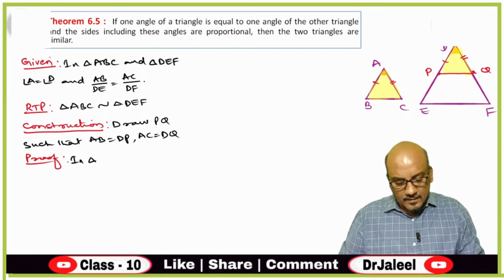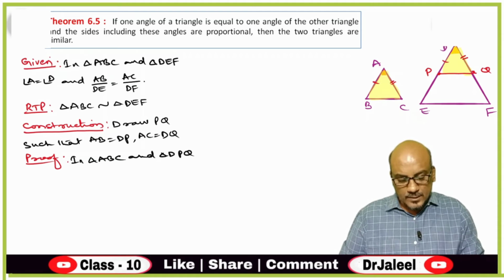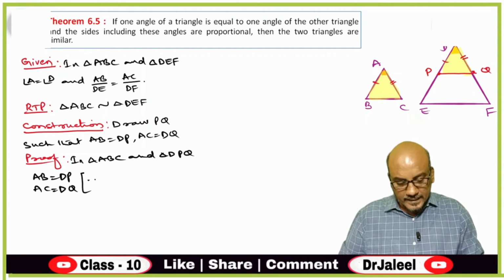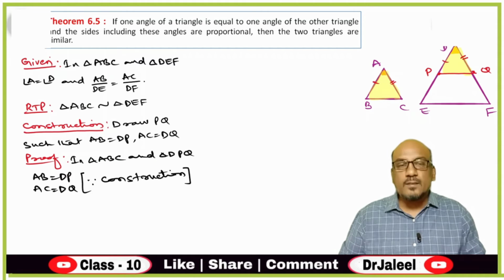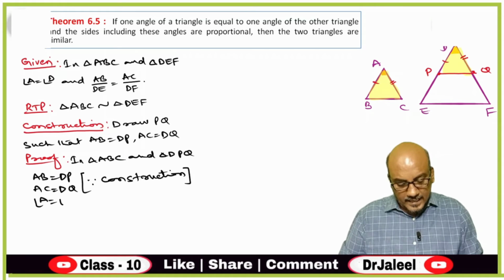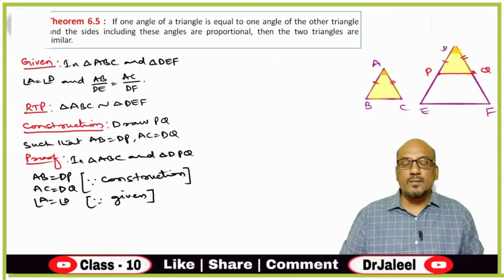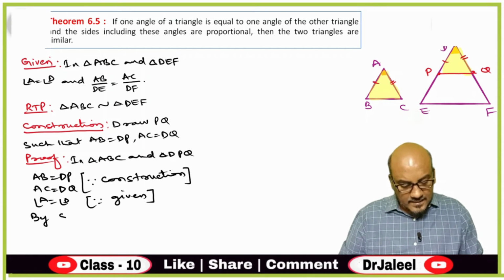So let us present it. In triangle ABC and triangle DPQ, these yellow shaded triangles, in these two triangles, AB is equal to DP and AC is equal to DQ. How did you get this? Because of construction, you can mention it. And then angle A is equal to angle D. How did you get this result? This is already given in the statement. So by which congruency, as we discussed? By SAS congruency criterion.